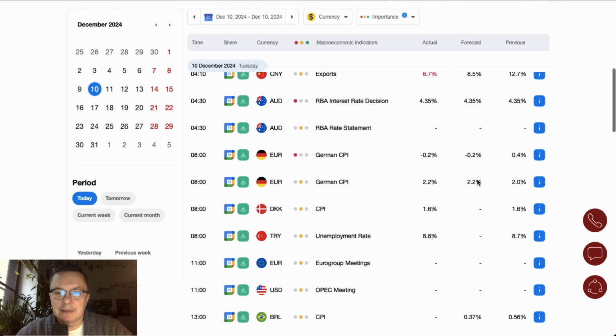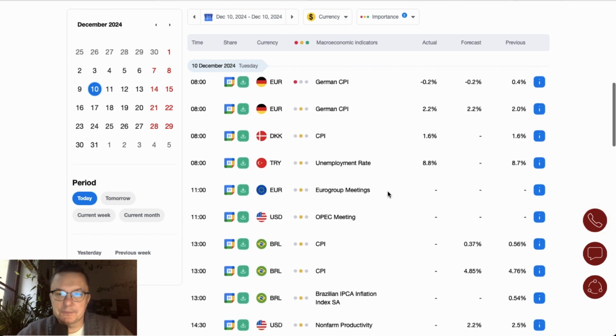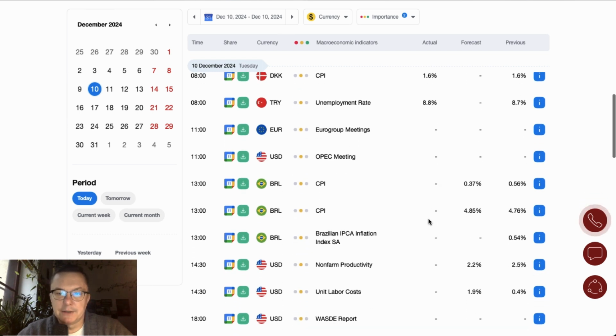0.5%. Reserve Bank of Australia interest rate decision has taken place overnight as well. The RBA decided to leave the interest rate at the level of 4.35% as expected. German CPI prices are now in line with the expectations, minus 0.2%, which is exactly what the market participants expected. Previous reading was 0.4%. CPI in Denmark in the same level, 1.6%.